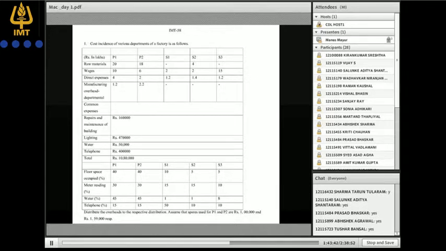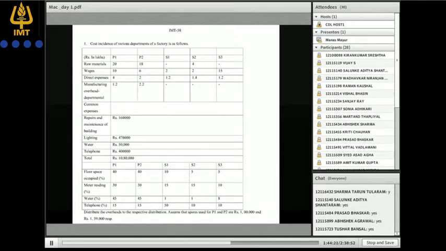Now there are some common expenses which are common to all these departments, like for example repair and maintenance of building. There is a cost of 1,60,000, but this is common to all 5 departments. Lighting, the expense of lighting 4,70,000, this is again common to all these departments. Then the expenditure on telephone, which is again common for all the 5 departments, and the total indirect cost is 10,80,000. And then you are also given some characteristics and information of these 5 departments.